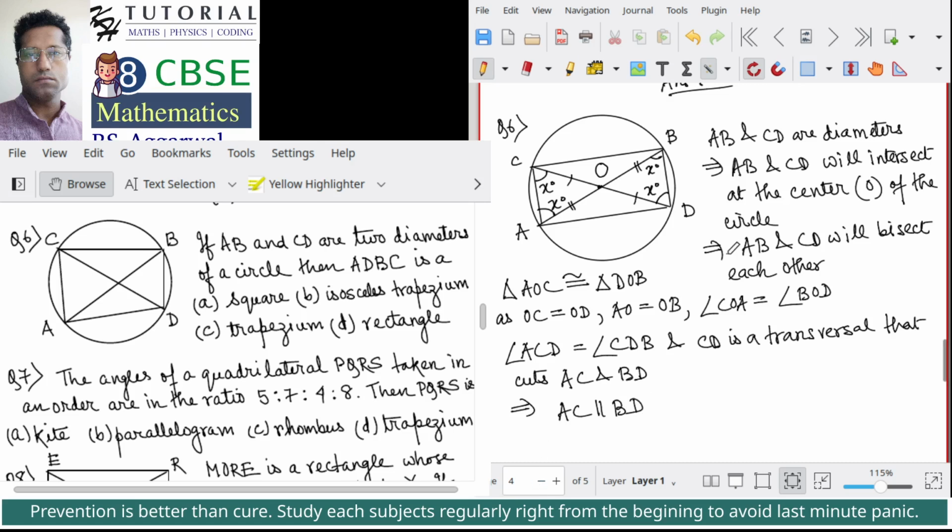Now, from the congruency of triangles AOC and DOB, we will also have AC is equal to BD, from the fact that triangle AOC is congruent to triangle DOB. Now, in a quadrilateral, if we have two opposite sides parallel and equal, it is a parallelogram. It is a parallelogram, but we are trying to prove that it is a rectangle. Now, please note that there is a choice, square.